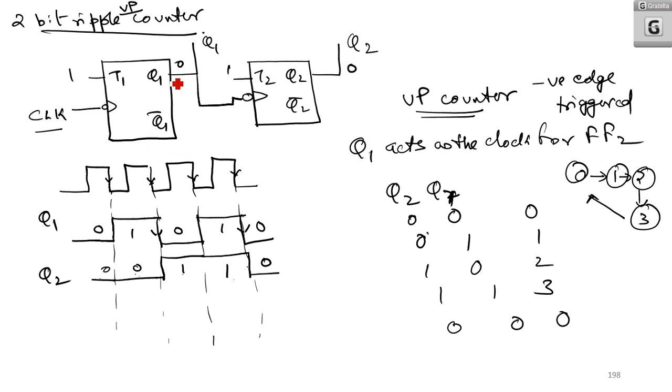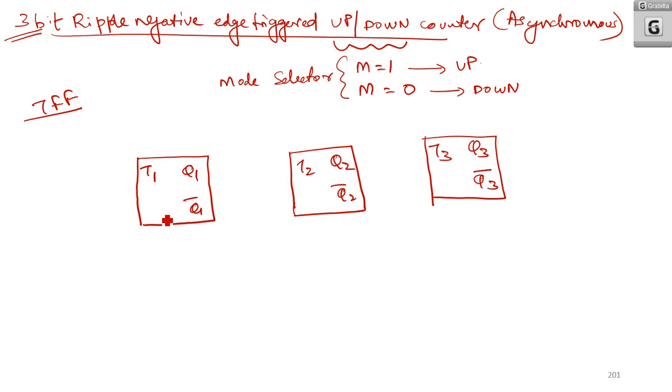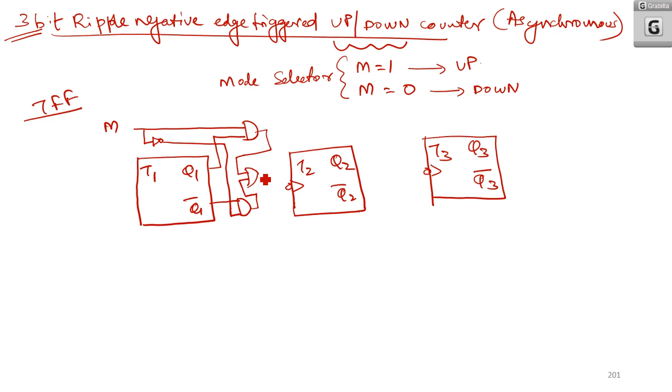Now let us go into the up count concept. If it is up count, and if it is negative edge triggered, Q1 is directly connected to the clock of the second flip-flop. So here I should have a mode selector. I AND Q1 with M for up count. And if M bar, that is M equal to 0, I AND it with Q1 bar. I am ORing these two and giving the result as the clock to flip-flop number 2, which is negative edge triggered.